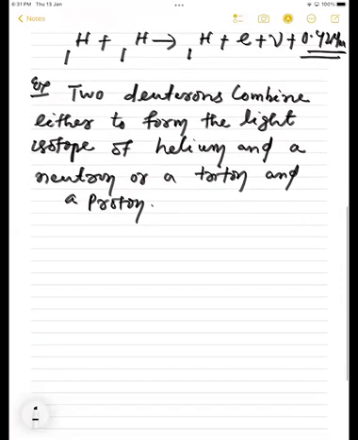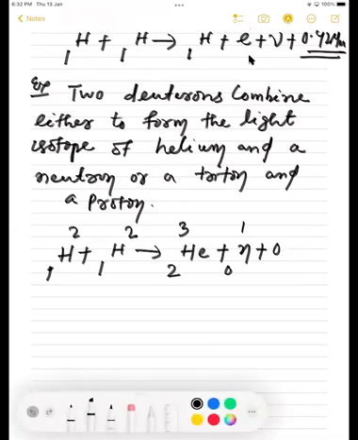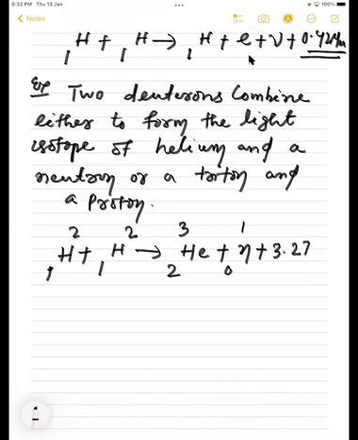That means if I write it in equation format, see here. Two deuterons, hydrogen 1 2, plus hydrogen 1 2, then combine to form helium 2 3 with mass number 3, and a neutron 0 1, plus 3.27 MeV of energy is released, right?